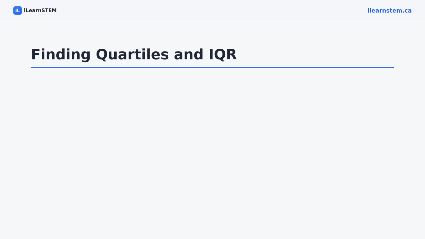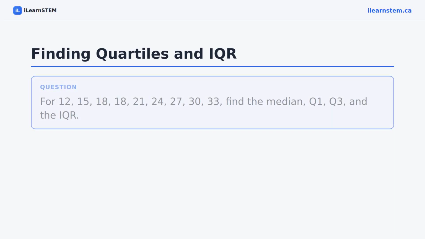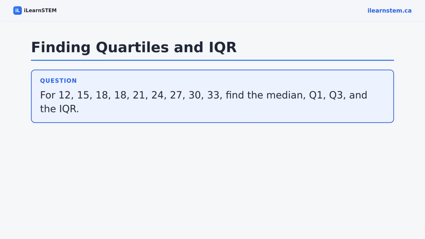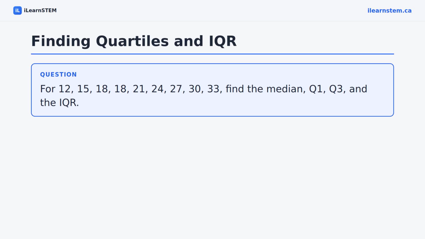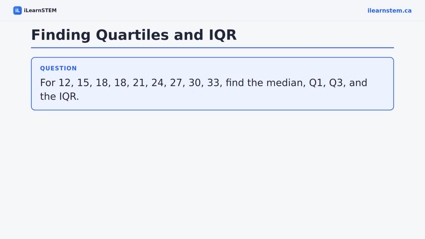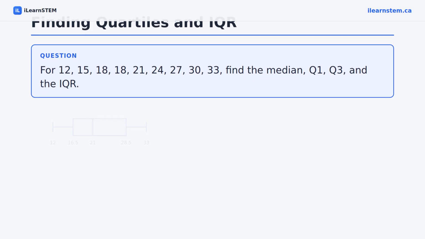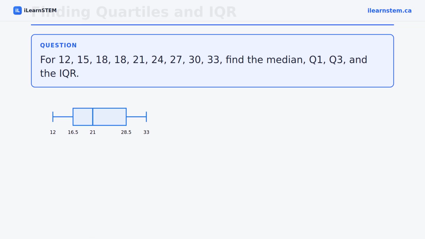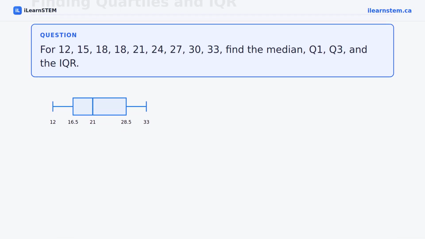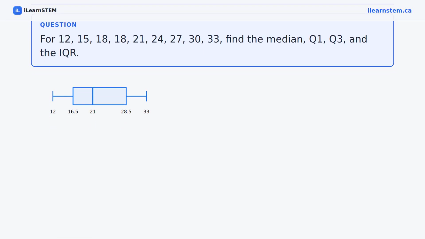We'll practice finding the median, quartiles, and interquartile range of a dataset. Here's the problem. For the dataset 12, 15, 18, 18, 21, 24, 27, 30, 33, find the median, the first quartile, the third quartile, and the interquartile range. Here's a box plot of the data showing the minimum, first quartile, median, third quartile, and maximum.